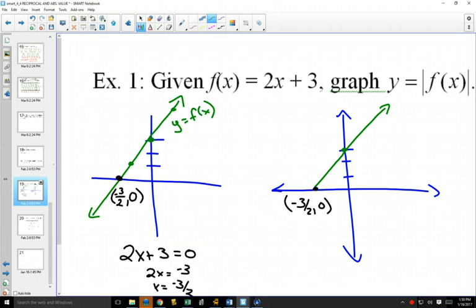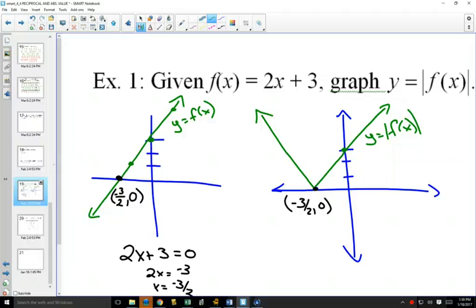And where our graph was positive, this part stays exactly the same. What's going to happen to your negative values? They're going to get flipped up, and this part of your graph looks like that. And this is the graph of y equals the absolute value of f of x. So as far as steps, how do you do these? You just take the negative part of your original graph and flip it over the x-axis.